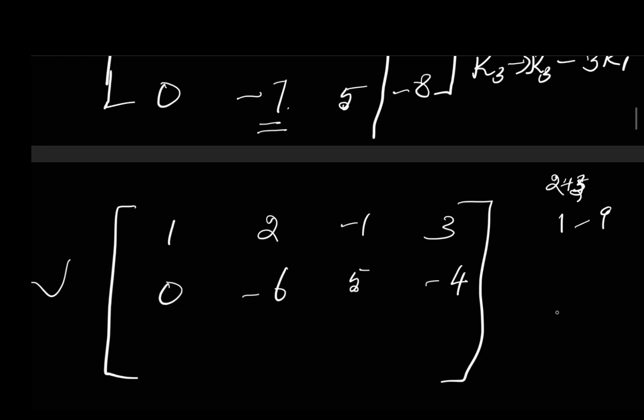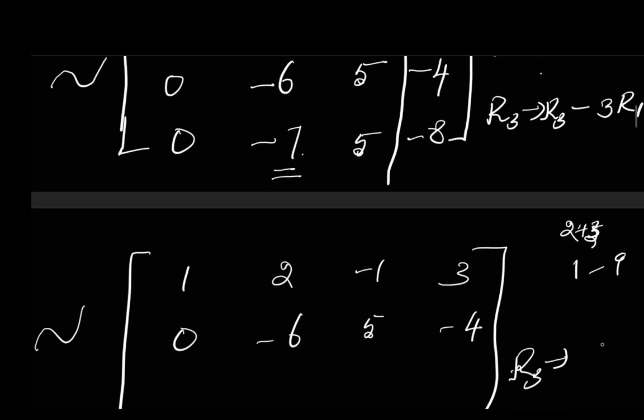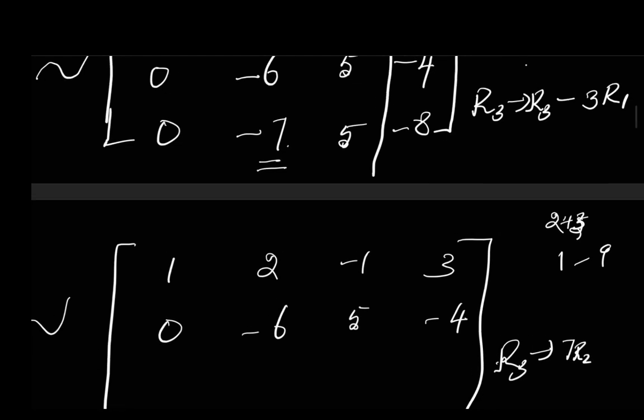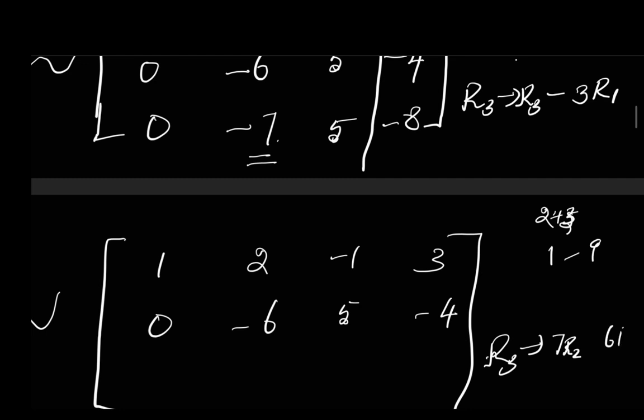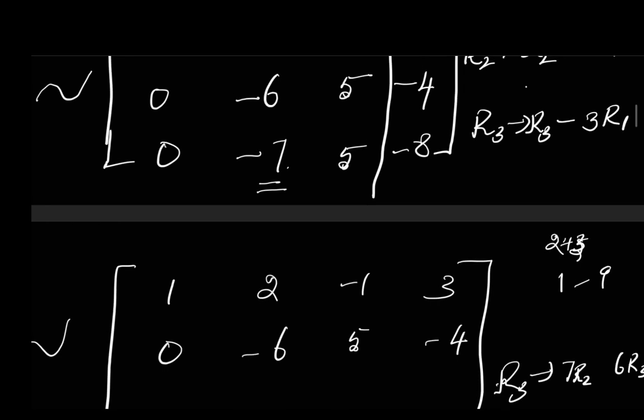So what I do here, R3 transformation is R2 I multiply by 7. 7 R2. Then R3 I multiply it by 6. 6 R3. So you have to see whether you have to subtract or add. See, both are the same sign. So in the subtraction only, they will get the sign change and become 0. So I subtract here. Minus 6.